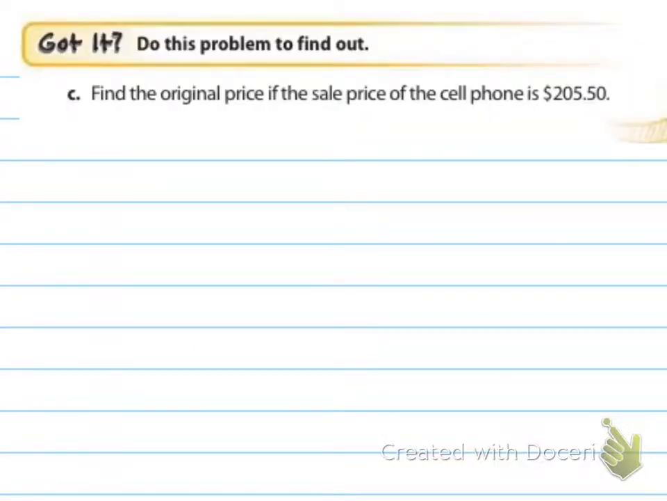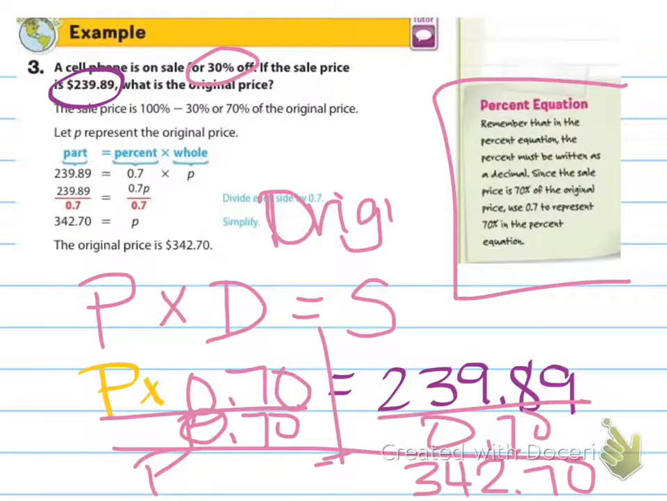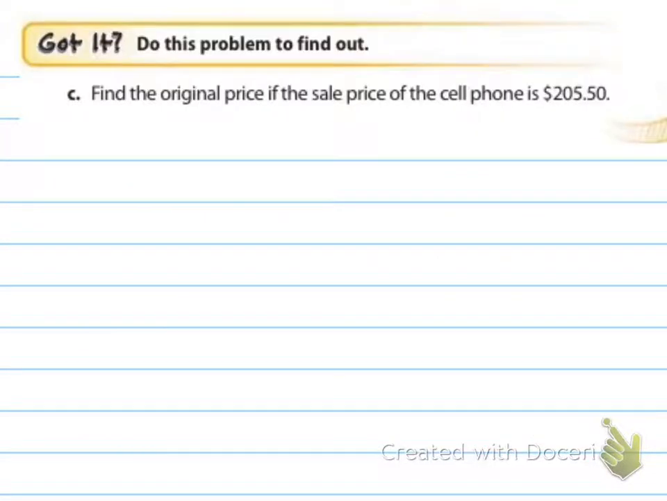All right, now you're doing C on your own. Find the original price if the sale price of a cell phone is $205.50. Wait, was this other thing a cell phone? Oh, okay. Remember, it's 30% off. Sorry, they didn't say it again, but they're just continuing on. So it's a 30% off discount. So now do C with 30% off the original price, and the sale price ends up being $205.50. Pause the video and do this on your own.